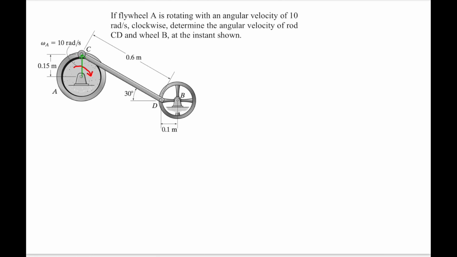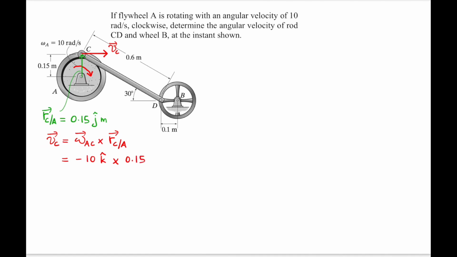Calculate the position of C with respect to A, RC/A, which is equal to 0.15 J. Because of the clockwise rotation, then VC is pointing to the right. This is a rotation case, therefore VC is equal to omega AC cross RC/A.